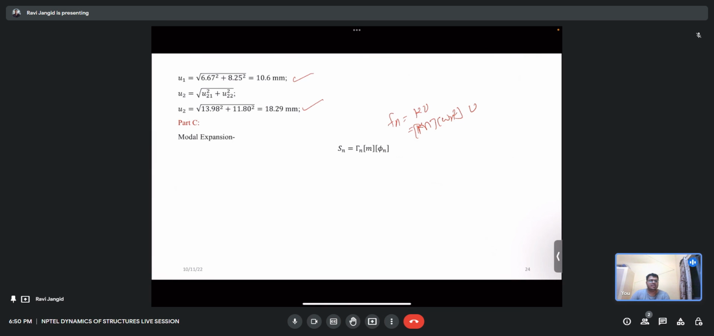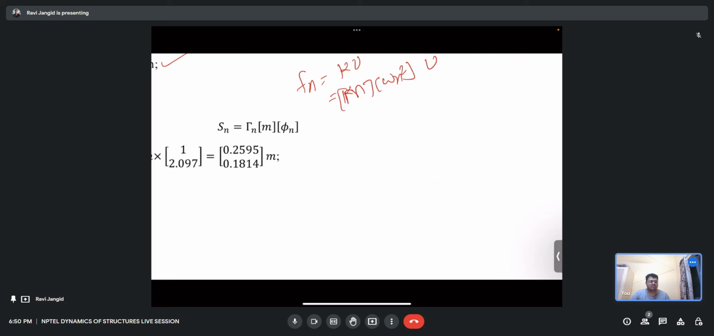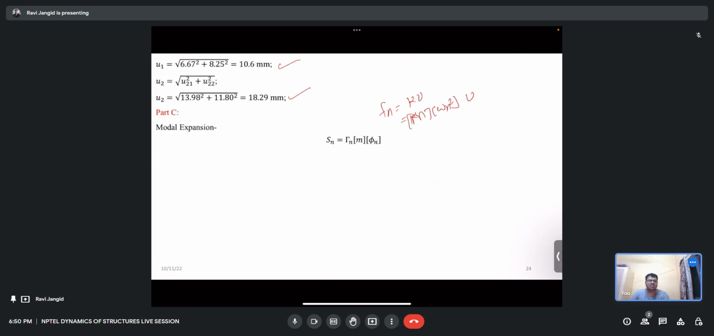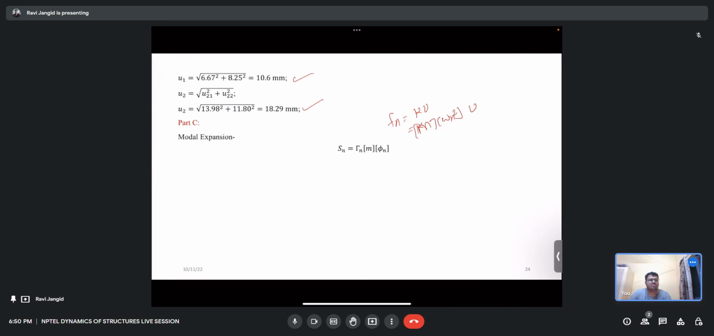Or you can replace u as gamma n times phi times q1 to qn. So corresponding to each vector you can calculate by this, or you can calculate this by the modal expansion vector. That depends on you. So here we are going with the modal expansion.